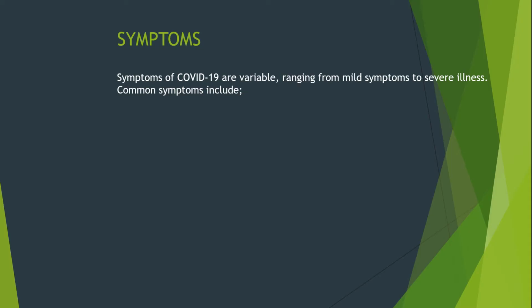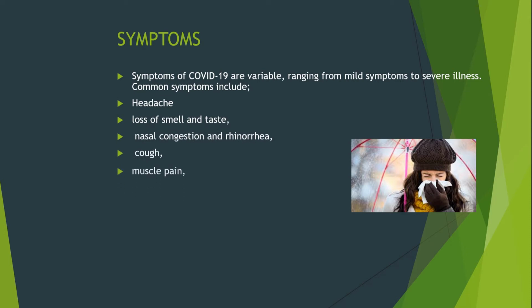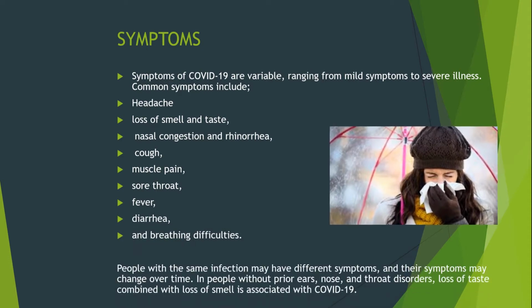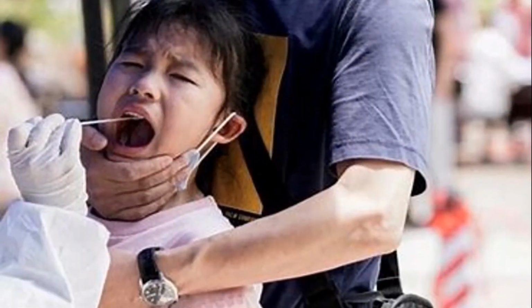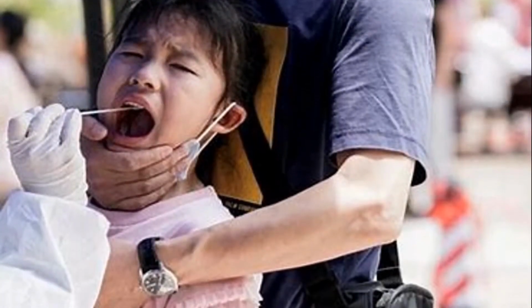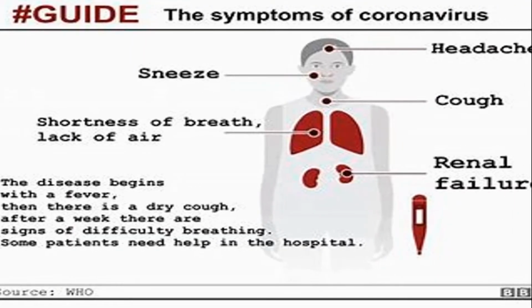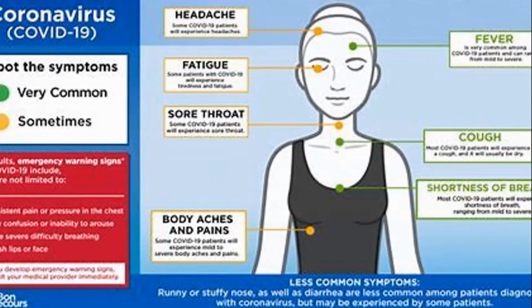Symptoms of COVID-19 are variable, ranging from mild symptoms to severe illness. Common symptoms include headache, loss of smell and taste, nasal congestion and rhinorrhea, cough, muscle pain, sore throat, fever, diarrhea, and breathing difficulties. People with the same infection may have different symptoms, and their symptoms may change over time. In people without prior ear, nose, and throat disorders, loss of taste combined with loss of smell is associated with COVID-19. As is common with infections, there is a delay between the moment a person first becomes infected and the appearance of the first symptoms.